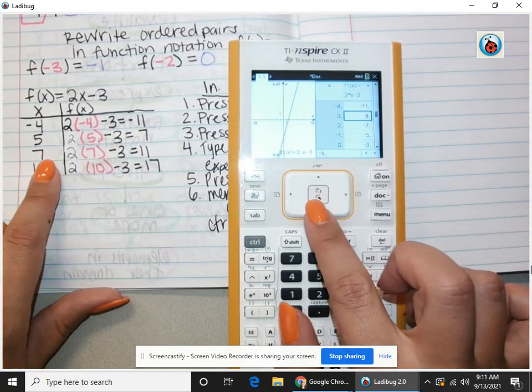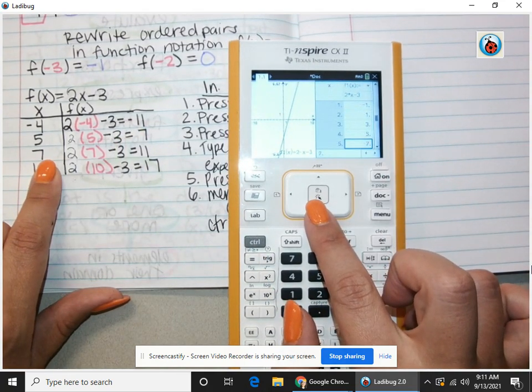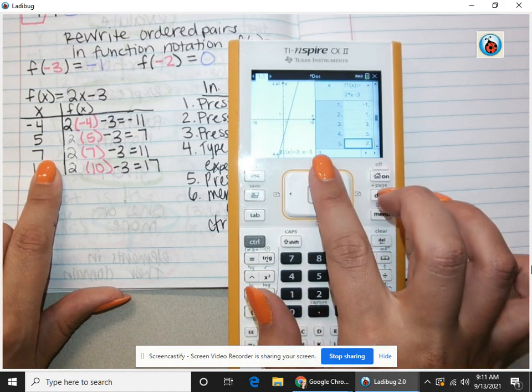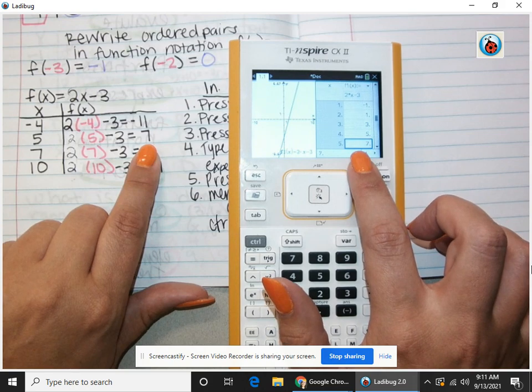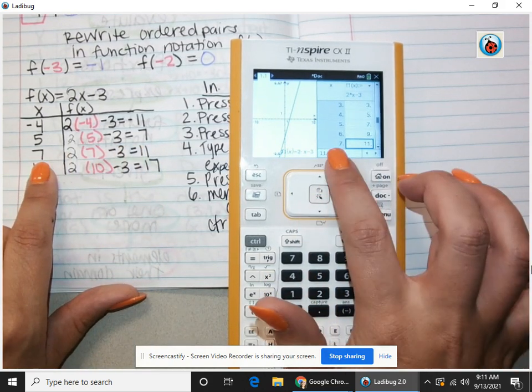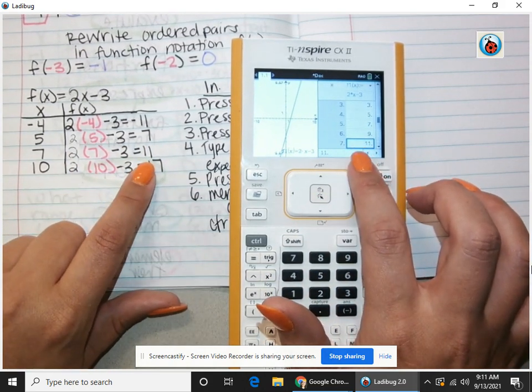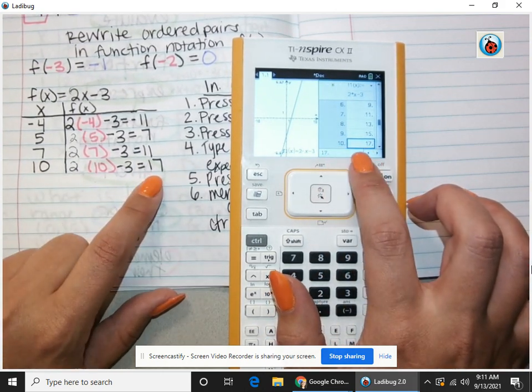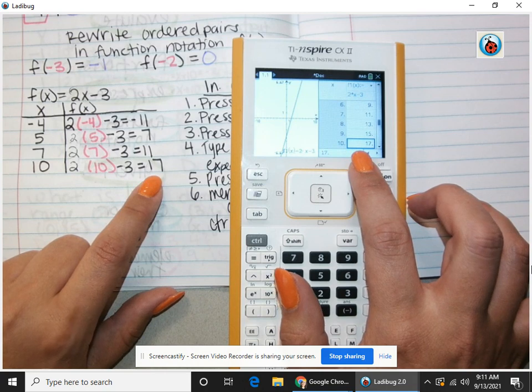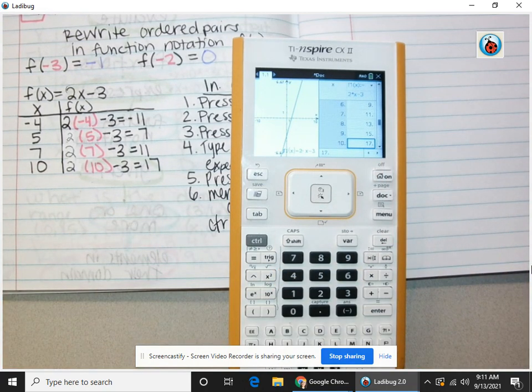Yes. I can go to 5, and all I'm doing is moving up and down with my up and down arrows. And my y is 7. When my x is 7, my y is 11. When my x is 10, my y is 17. Any questions? That's cool.